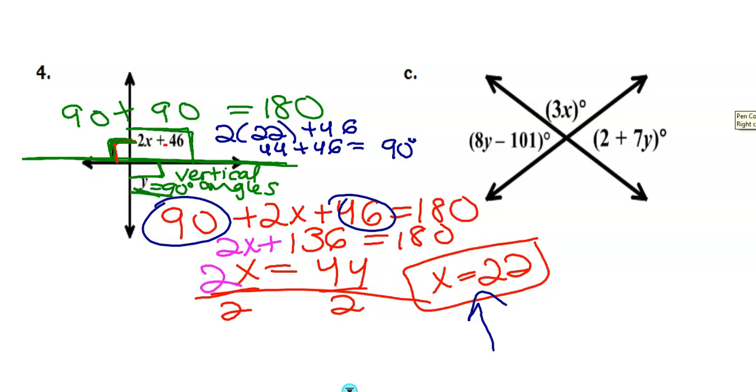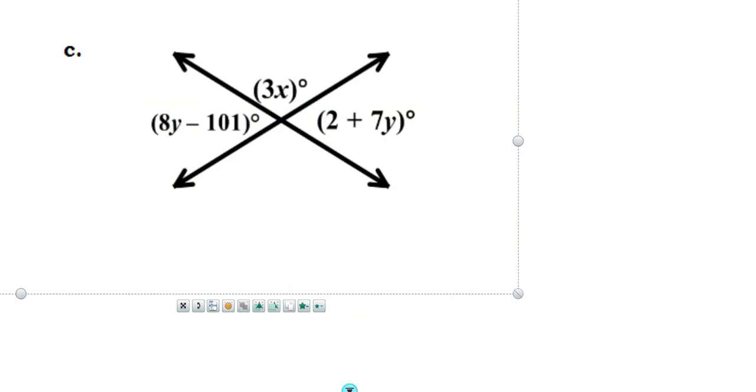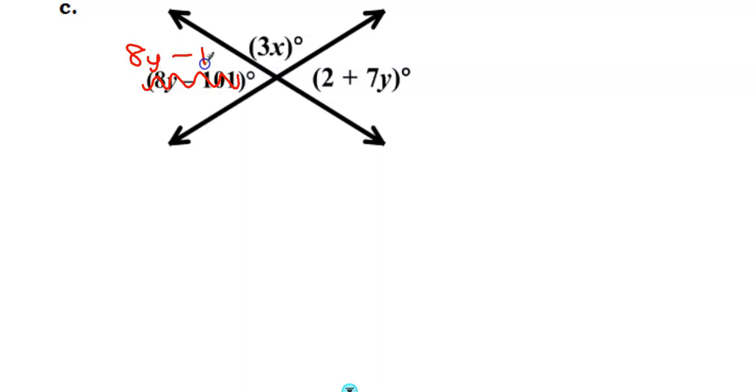All right, for C, we need to look to see what is the information. What could we solve for first? All right, so now we have to look to see what we've got here for this problem. I have 8y minus 10, and then I have 2 plus 7y. So these two angles are congruent because they're vertical angles, so I'm going to make them equal to each other.